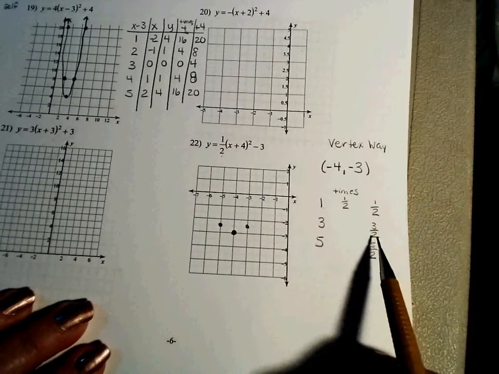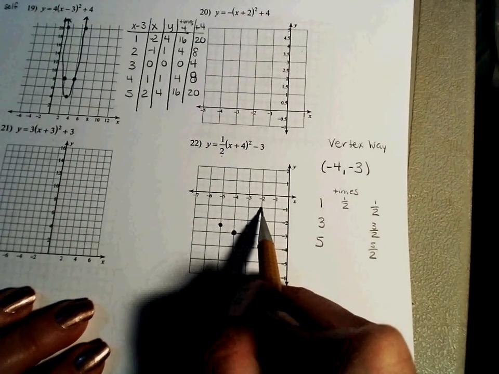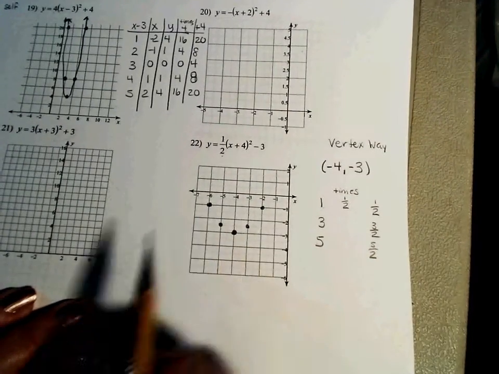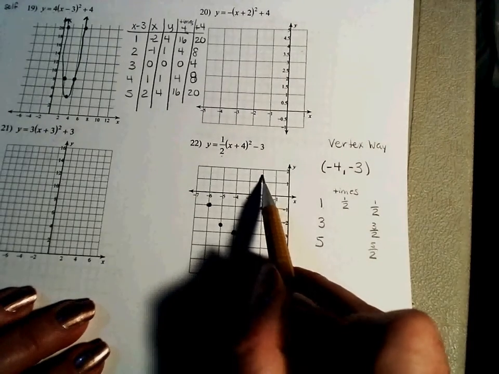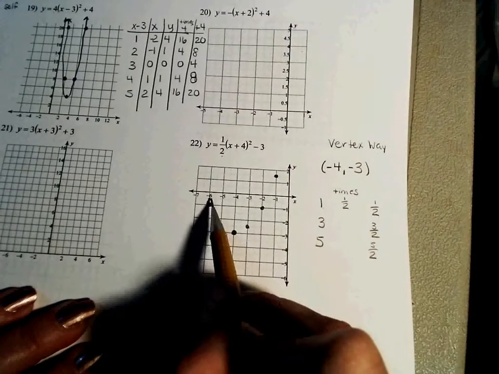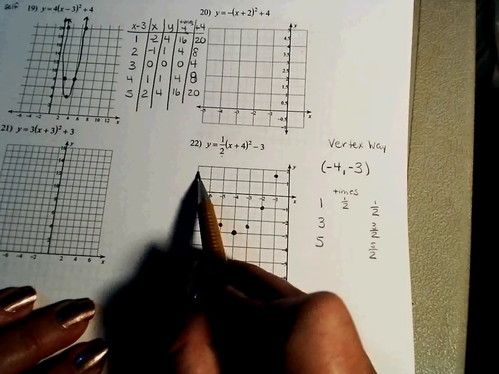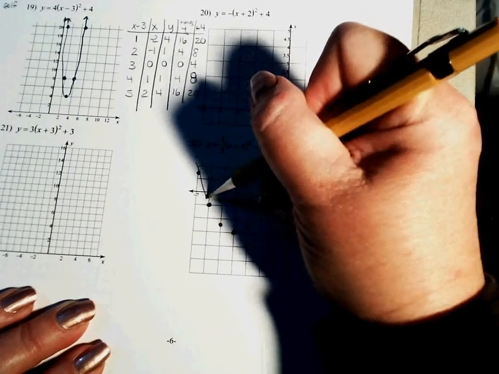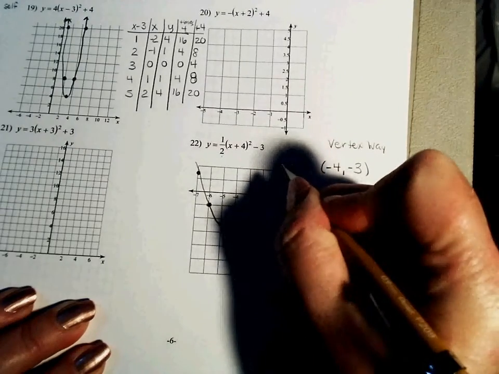Now I have to go up 3/2. 1/2, 2/2, 3/2 over 1. Now I've got room to get the 5/2. 1/2, 2/2, 3/2, 4/2, 5/2 over 1. So I got to go over a whole 1. Now notice it's wide because of the 1/2, and hook it together with a somewhat smooth curve. One of my pet peeves is making them pointy.